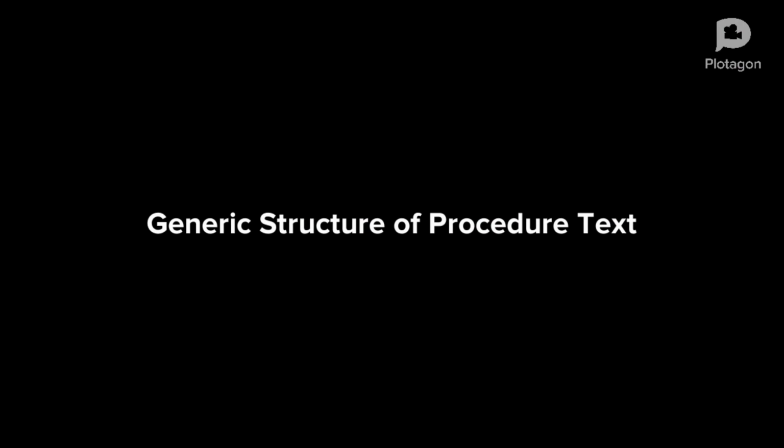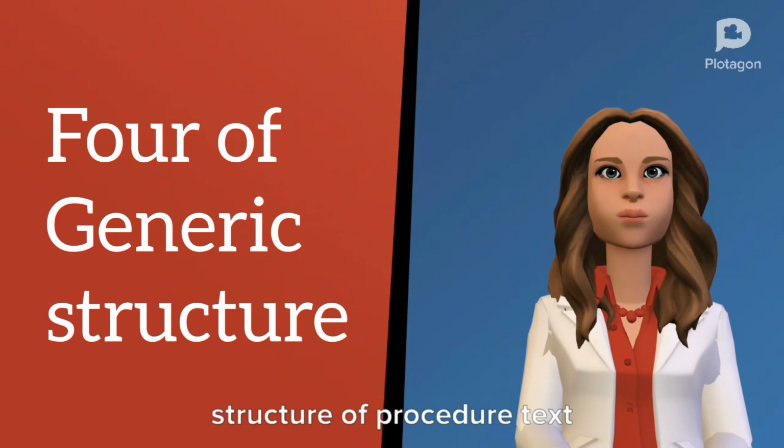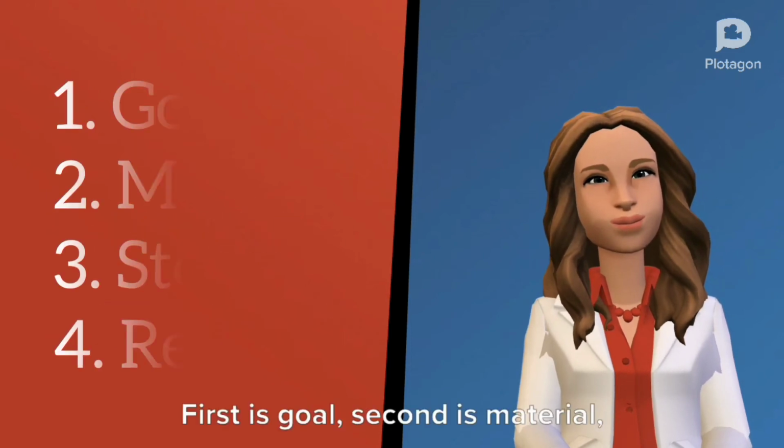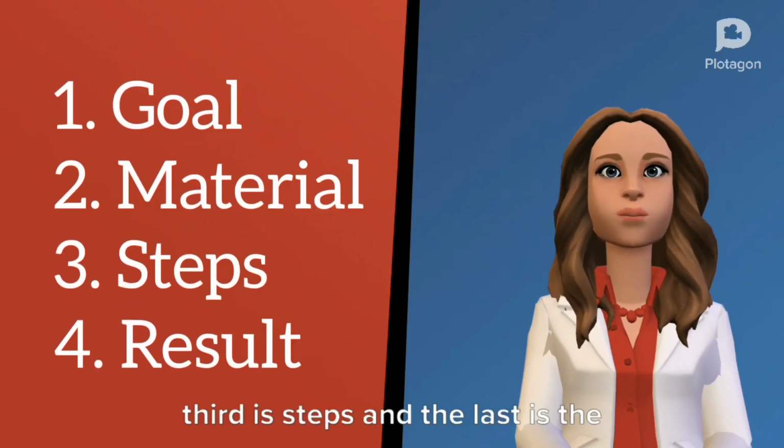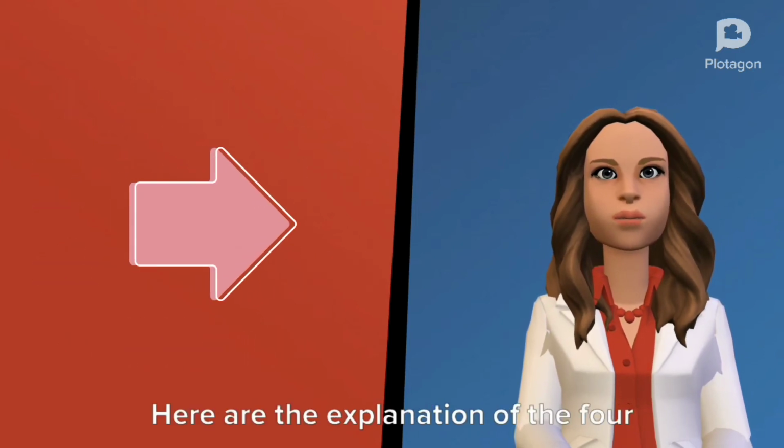Generic structure of procedure text. There are 4 things in the generic structure of procedure text. First is goal, second is material, third is steps and the last is the result. Here is the explanation of the 4 things.